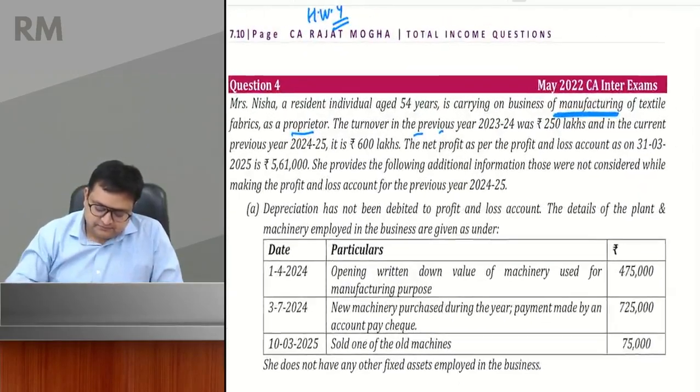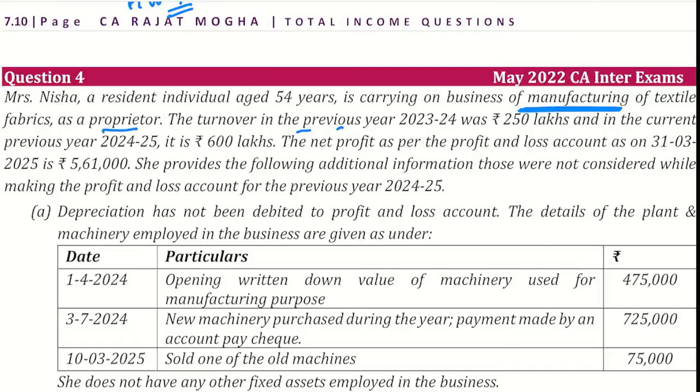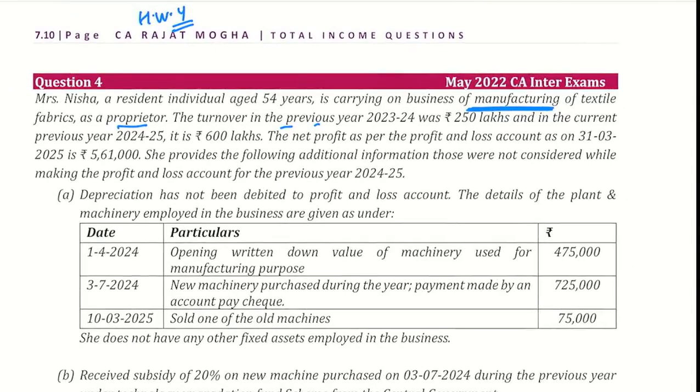Okay. So now we understood that we need to compute the total income of Nisha first, then the tax liability, and then the tax payable.